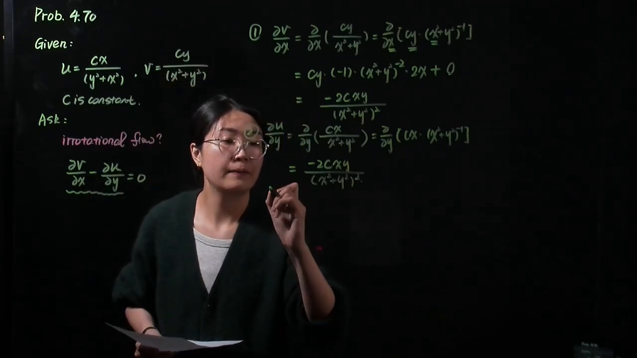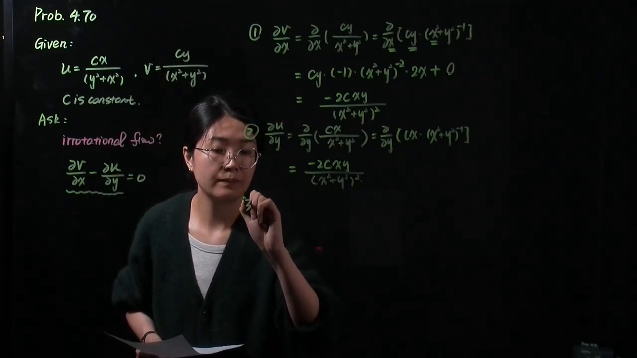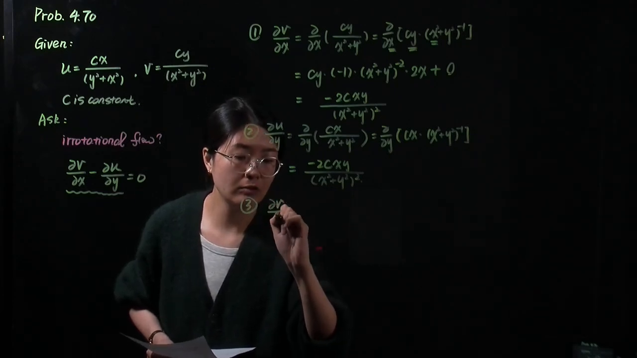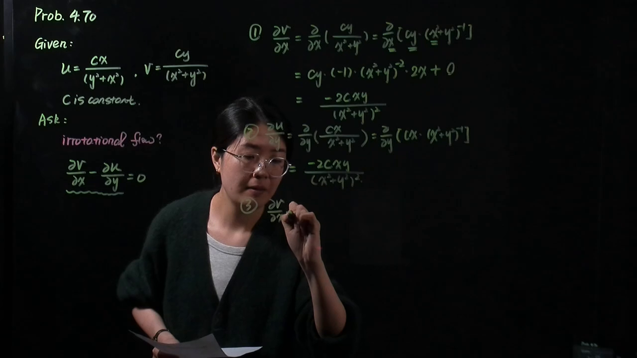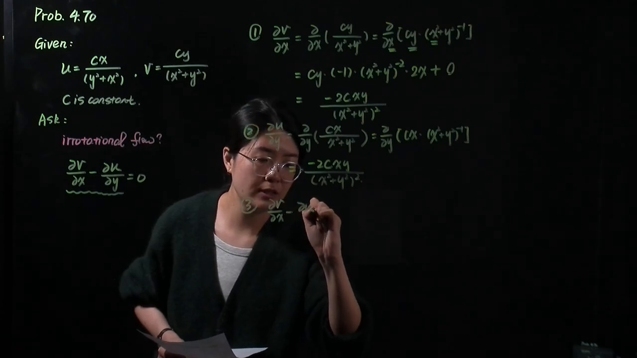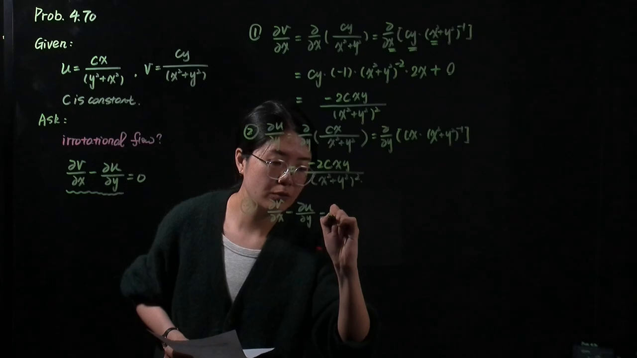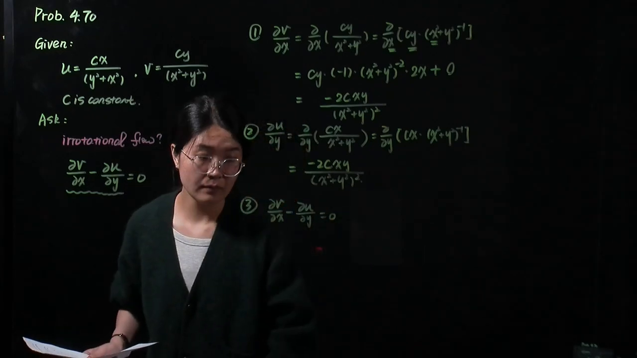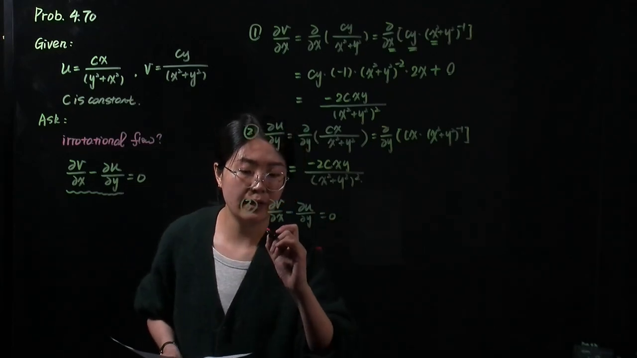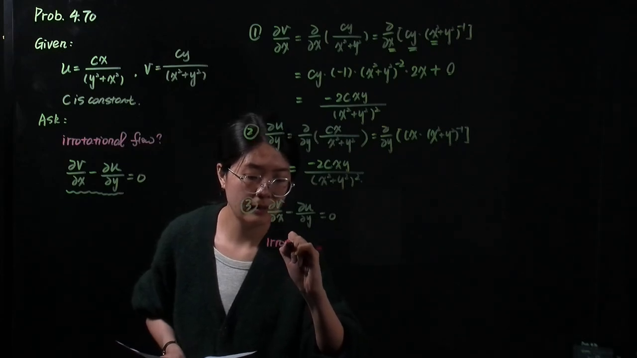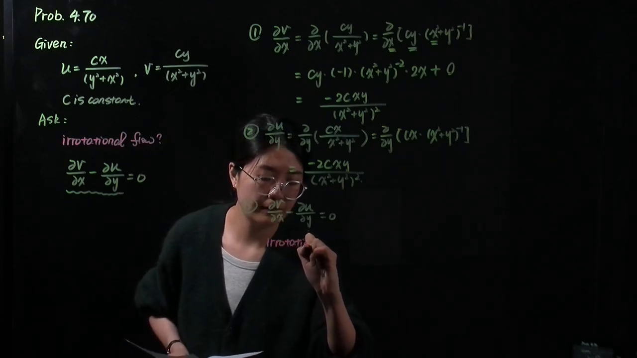Then we find the partial derivative of v with respect to x minus the partial derivative of u with respect to y equals 0. Therefore, we know that this flow is irrotational flow.